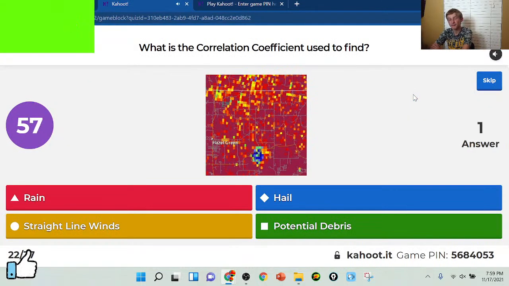What is the correlation coefficient used to find? Is it A, rain, B, hail, C, straight line winds, or D, potential debris?